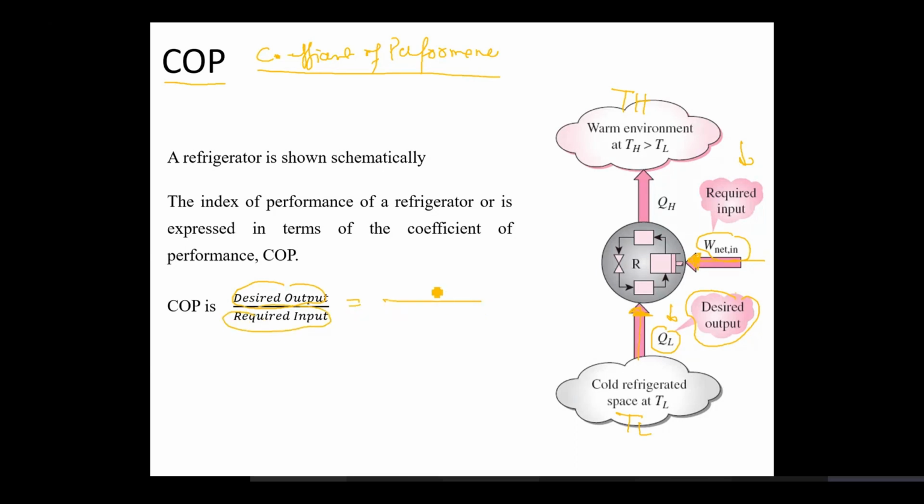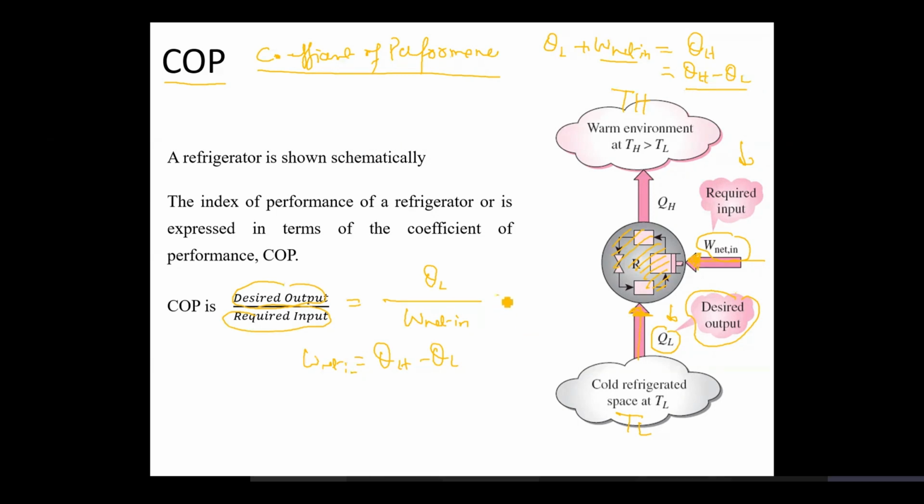So desired output is what? Desired output is QL, and required input is what? W net into the system. And W net in is what? Work net in is QH minus QL. You can simply apply the energy balance. If you take this as your device, what is the energy coming into the system? QL, plus work net in. They are coming into the system and Q out, or QH, is moving out. So work net in is essentially QH minus QL. Clear enough?